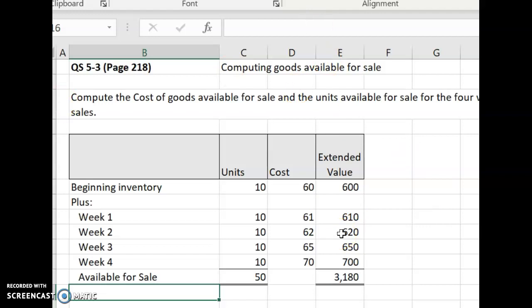Now, as we start to sell those, now is when we need to make the determination, what method we will use to value both the cost of the goods sold and the goods that are remaining in ending inventory.